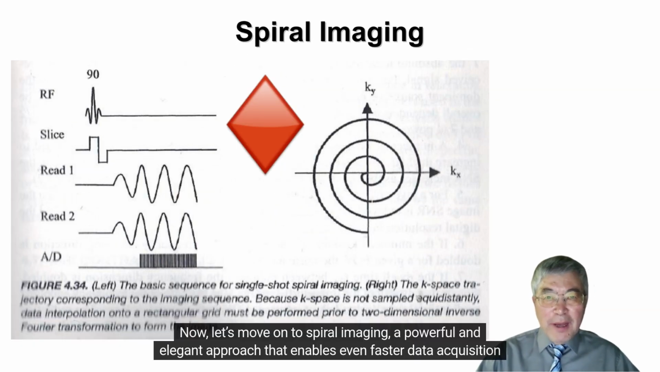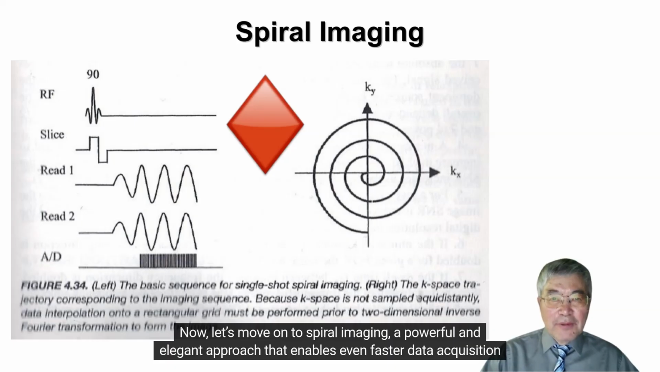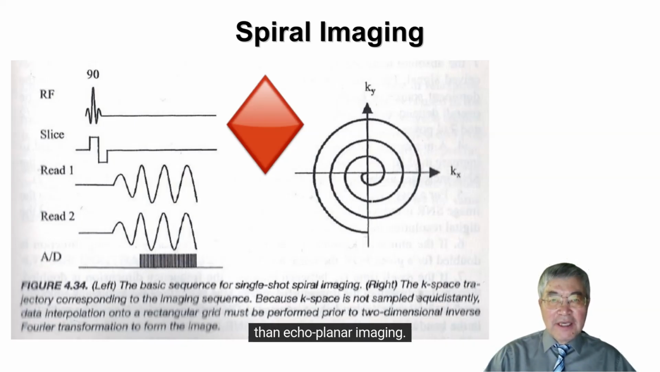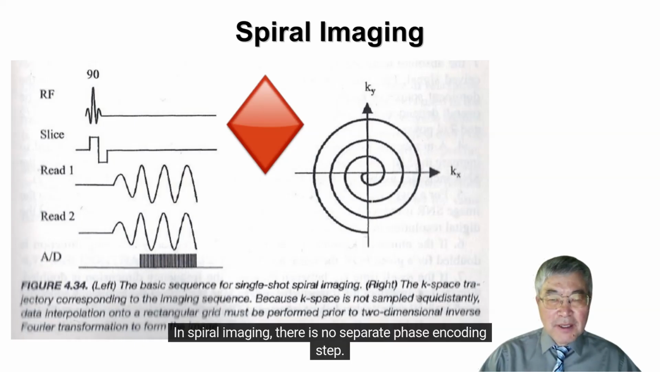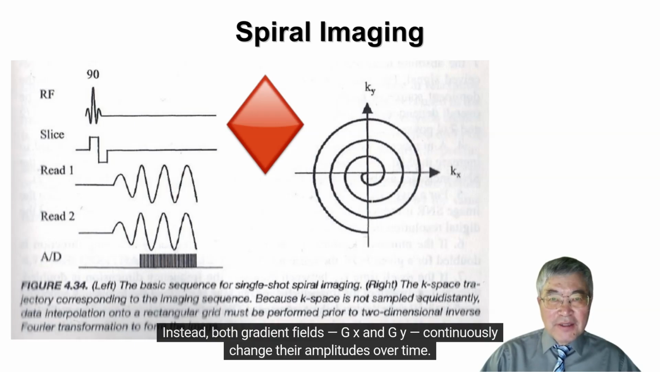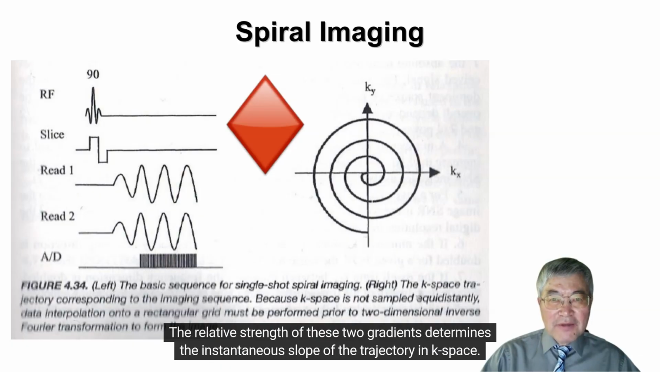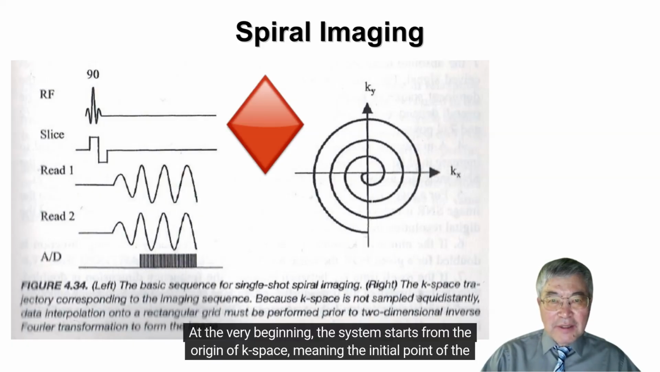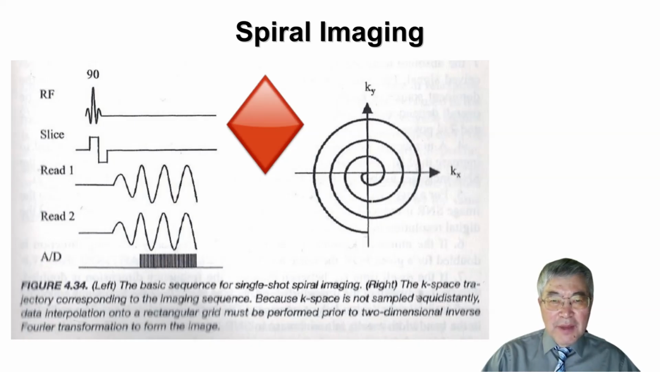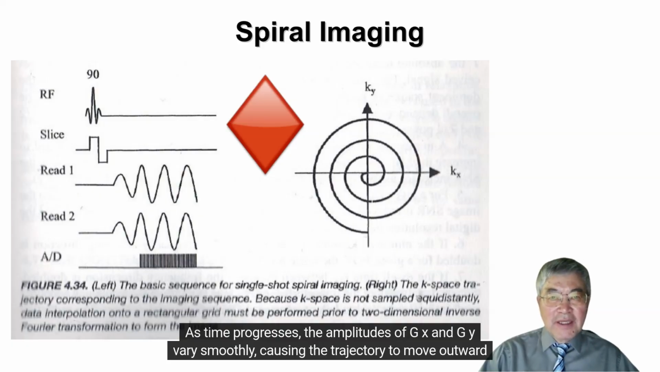Now let's move on to spiral imaging, a powerful and elegant approach that enables even faster data acquisition than echoplanar imaging. In spiral imaging, there is no separate phase encoding step. Instead, both gradient fields, Gx and Gy, continuously change their amplitudes over time. The relative strength of these two gradients determines the instantaneous slope of the trajectory in K-space. At the very beginning, the system starts from the origin of K-space, meaning the initial point of the phase vector is 0.